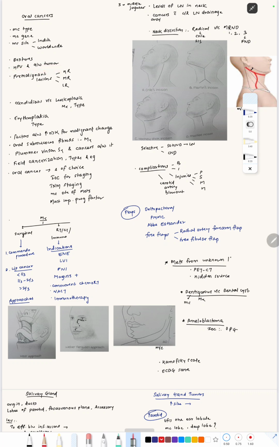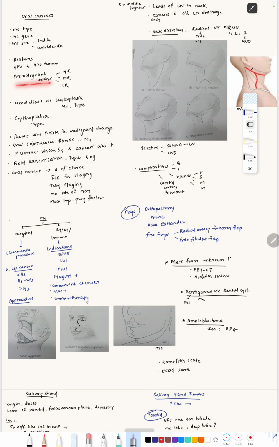Now, human papilloma virus and the associated tumor. So, human papilloma virus can lead to oral cancer and oropharyngeal cancer, out of which the oropharyngeal cancer has got a better prognosis. The associated tumor is going to be the verrucous carcinoma, which is a variant of squamous cell carcinoma. It is also called the Ackermann's tumor.